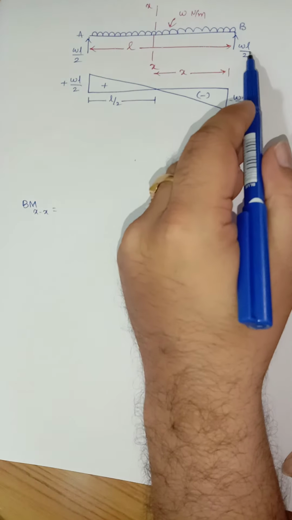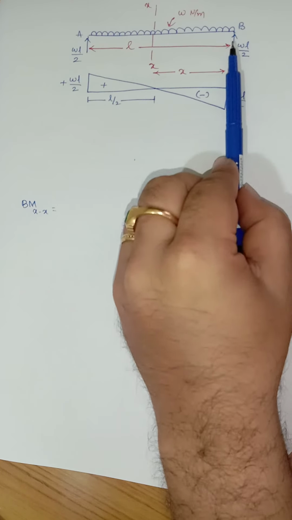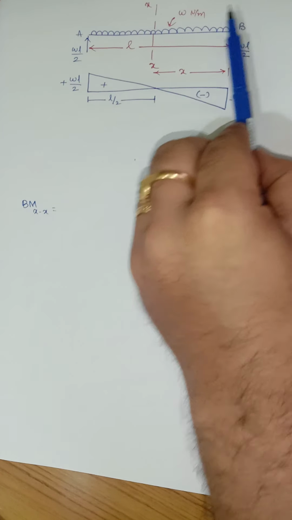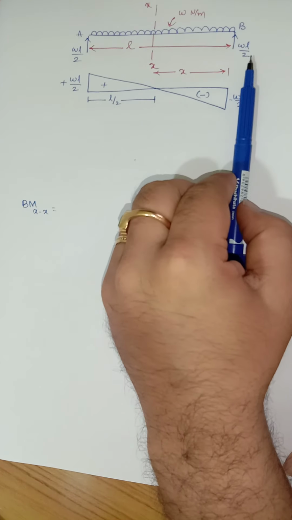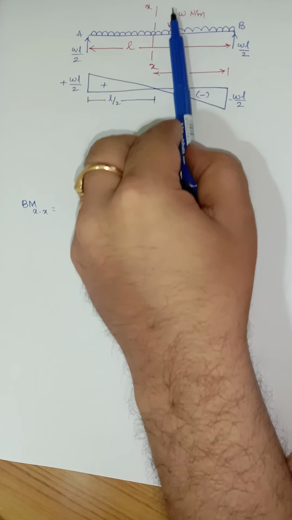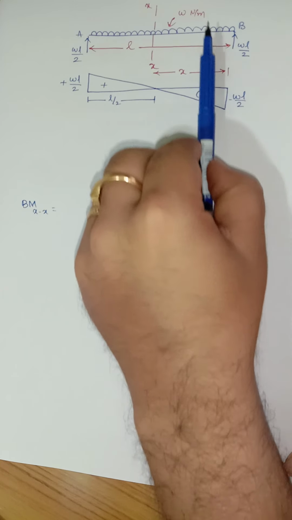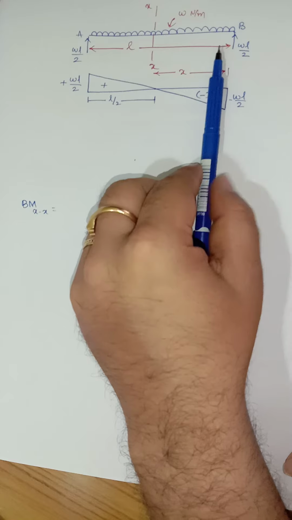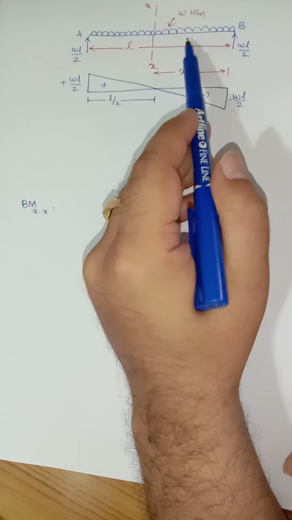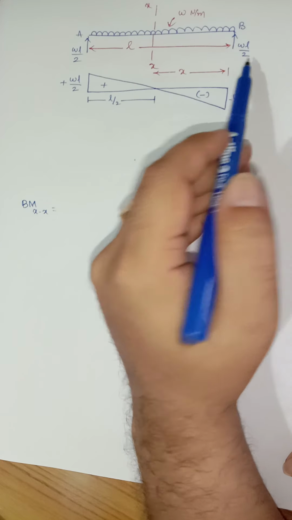Now, this force WL by 2 is trying to push the beam in the upward direction. That means the beam will try to bend in the upward direction, which creates some sagging moment. The moment created by WL by 2 will be positive, whereas the UDL W, which is acting over a span of X, will try to push the beam in the downward direction, which will create some hogging moment. Hence, for this load W Newton per meter, the bending moment will be negative. For this load WL by 2, it will be positive.